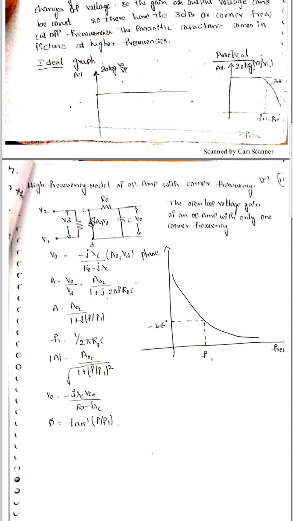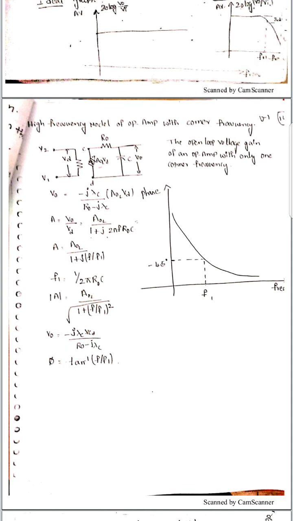Then V0 is equal to minus j XC divided by R0 minus j XC into AOL VD. Then A is equal to V0 by VD, that is equal to AOL divided by 1 plus j omega, that is j 2 pi f R0 C. Then A is equal to AOL divided by 1 plus j into f by f1. f1 is equal to 1 by 2 pi R0 C.